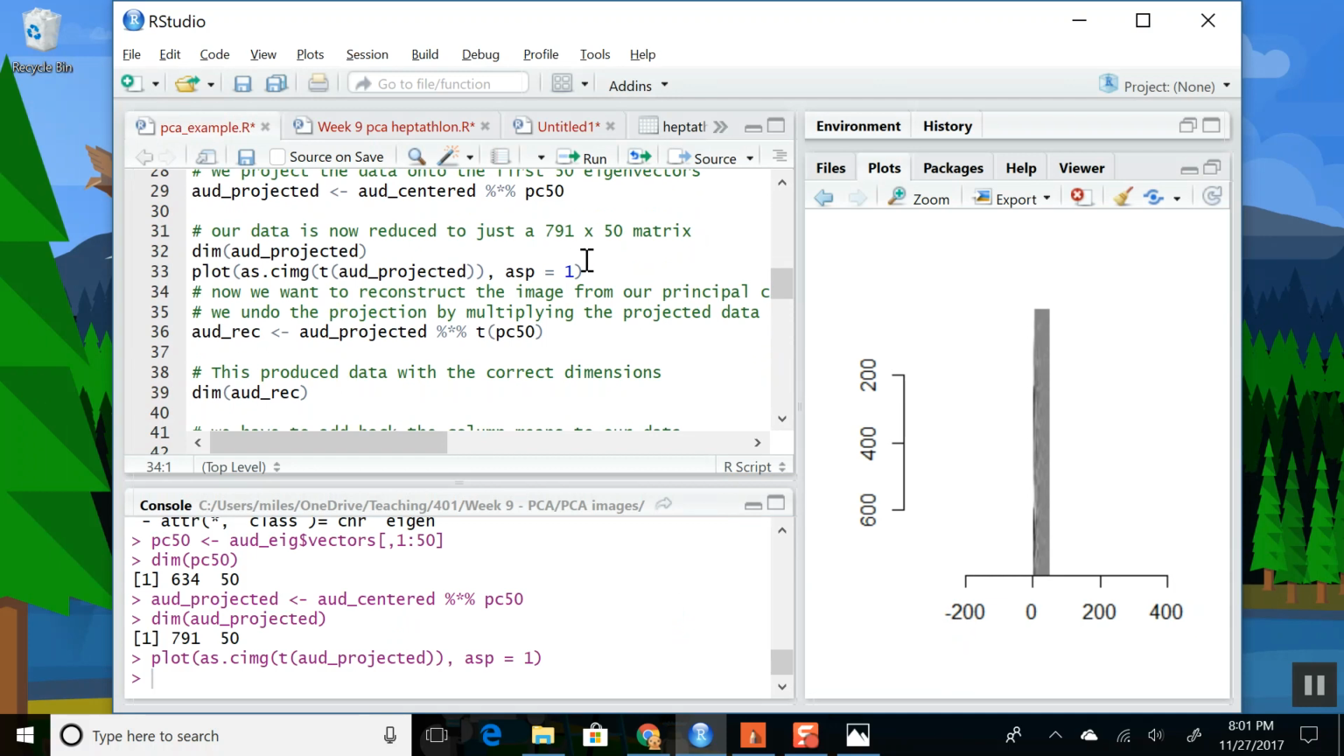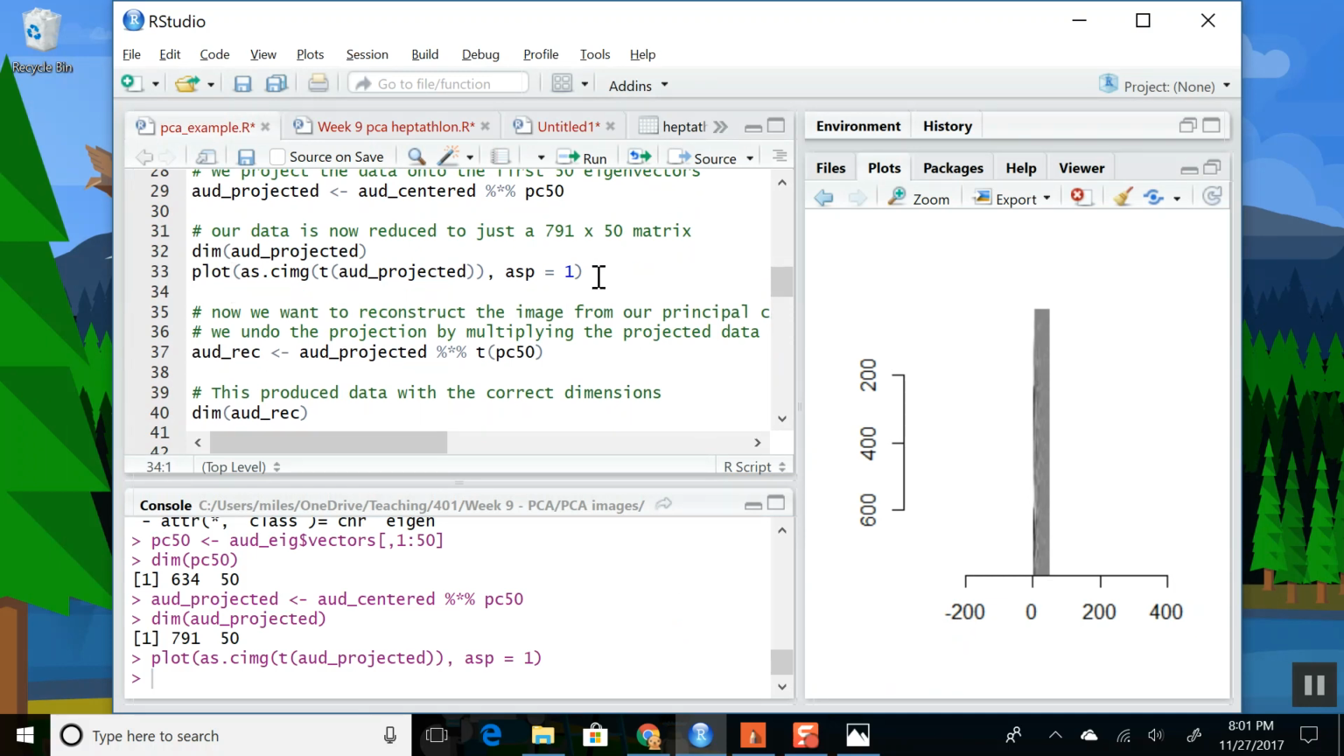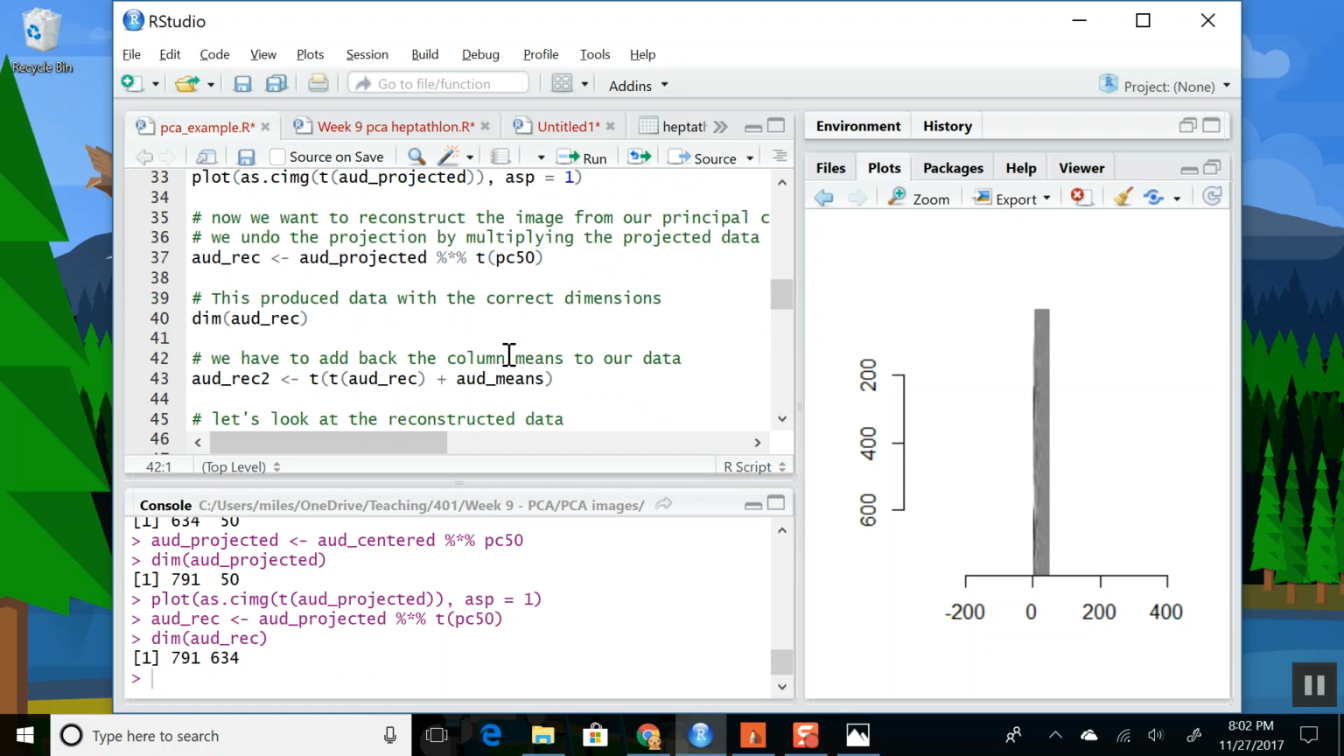So to do that, we've projected it down to 50 columns of data, but now we're going to go from that 50 columns of data back to 634. So we multiply the projected data by those 50 eigenvectors, the transpose of that, and that will return us back to 791 by 634. Okay, so keep in mind we went from 791 by 634 down to 50, and now we're projecting it back to 634.